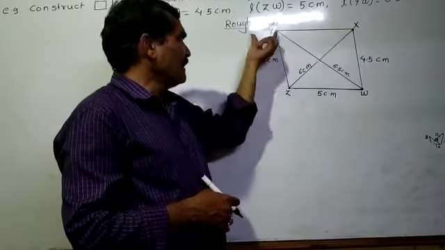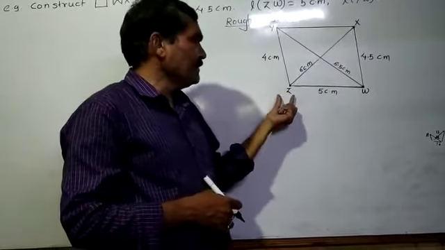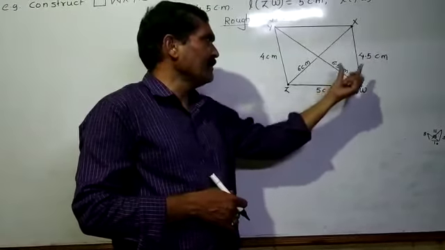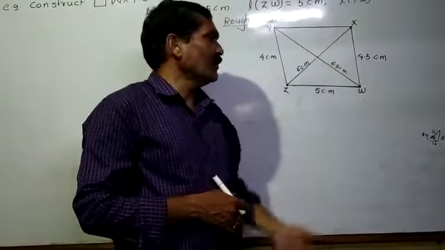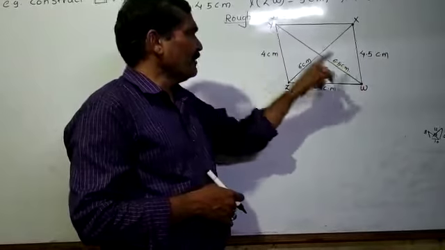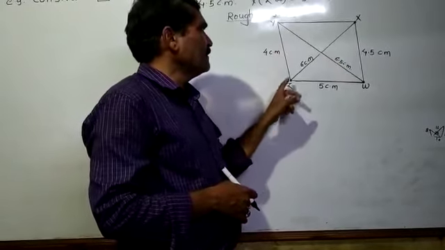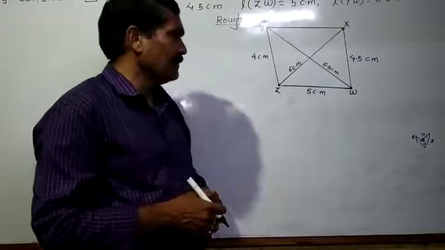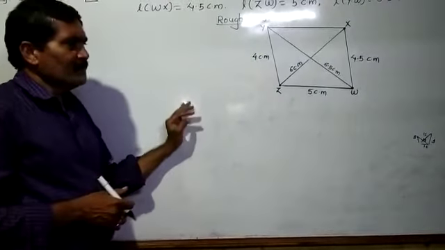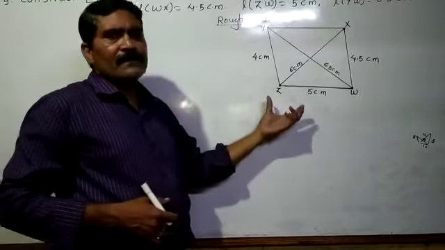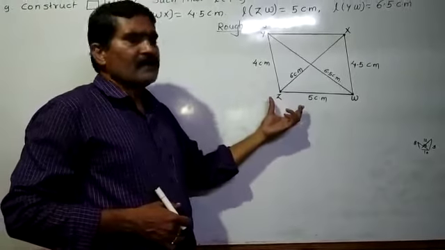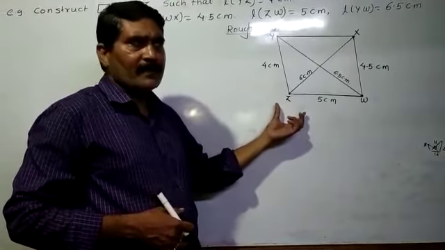So side YZ is given 4 cm, ZW is given 5 cm, XW is given 4.5 cm. This diagonal YW is given 6.5 cm and this diagonal ZX is given 6 cm. Then if you want to construct the quadrilateral, this rough diagram is necessary for that.